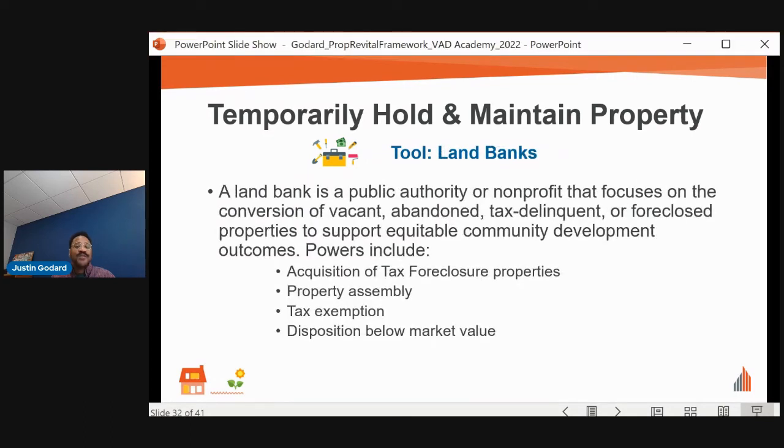A very popular tool for temporary holding is a land bank. Land banks are quasi-public entities which focus on converting bad properties into productive uses which support local community goals. The most effective land banks are established to acquire properties through the tax foreclosure process, can extinguish back property taxes, and clear property title issues. Most land banks hold properties in a tax-exempt status, and unlike most public entities, which are tied to selling properties to the highest bidder, land banks have flexible disposition powers and can dispose of properties in ways that align with community goals.